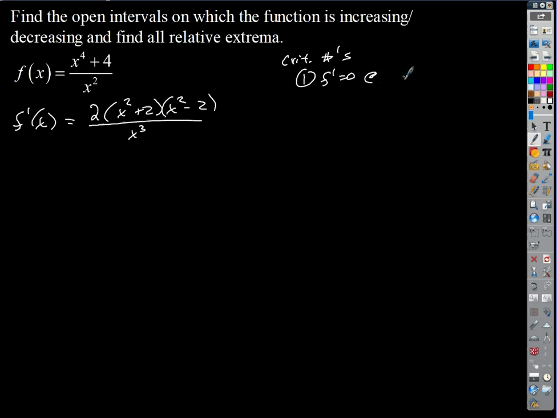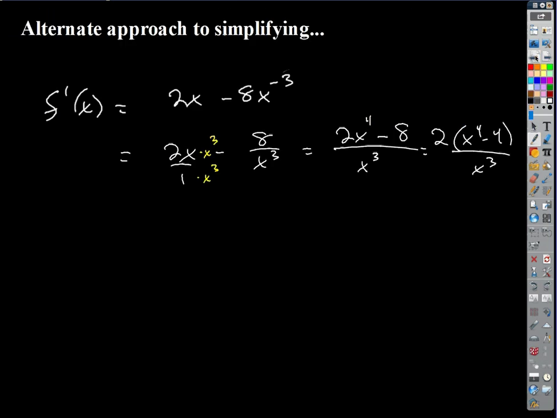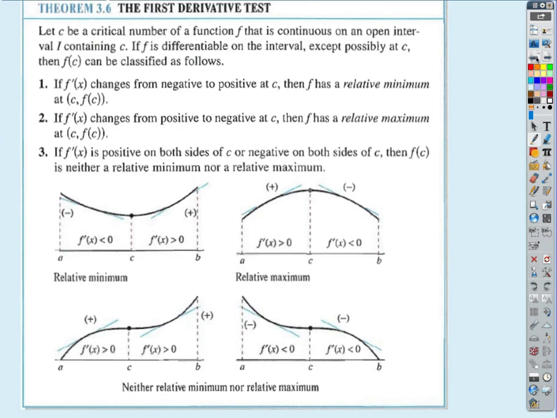We got f prime equaling 0 at x equals plus or minus radical 2. And we got f prime undefined at x equals 0. Okay? So, first derivative test. Let's go back and remind ourselves what that is. We hadn't really talked about this. We just mentioned the words.